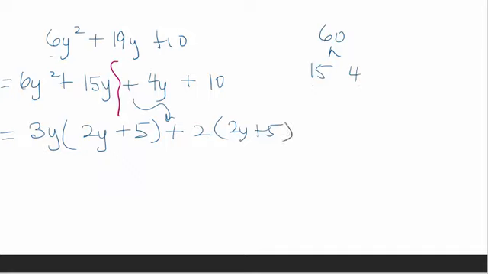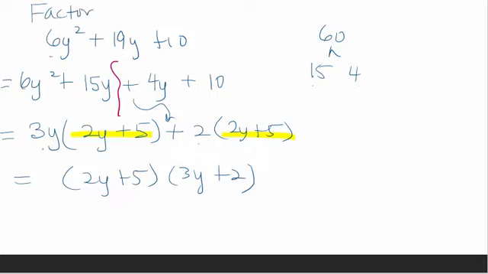And now we recognize that we have another common factor in this expression, which is 2y plus 5. And so we factor that out. And what's left is this other stuff, so 3y plus 2. Okay, so hopefully that is what we found earlier, just a different way. But I'm going to use the same idea, which is called factoring by grouping, for this cubic equation.